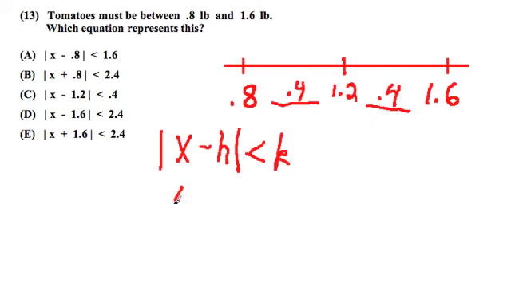So we're talking about all points whose distance from the midpoint is less than 0.4, which is C.